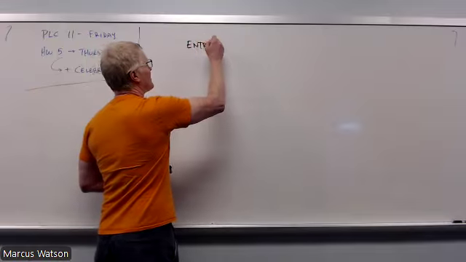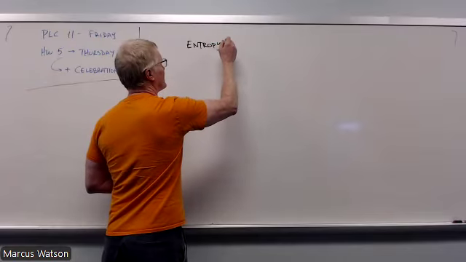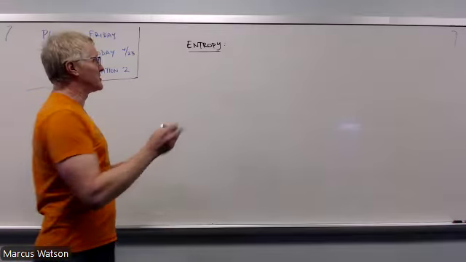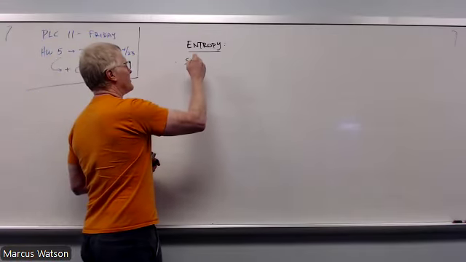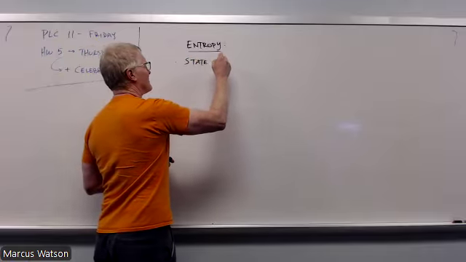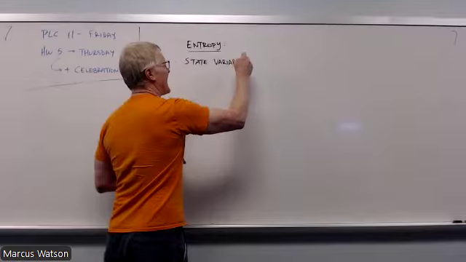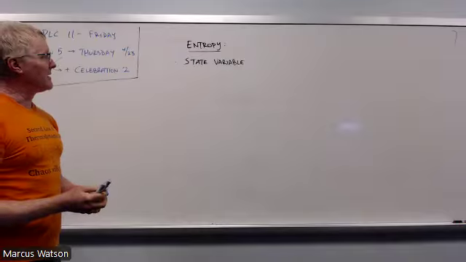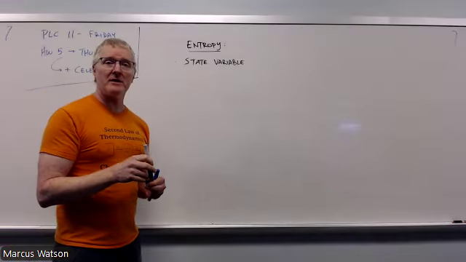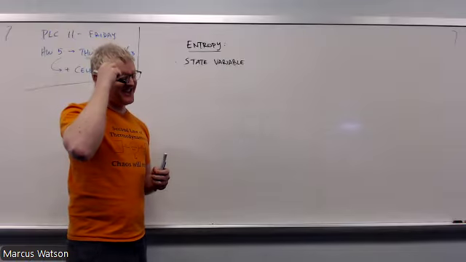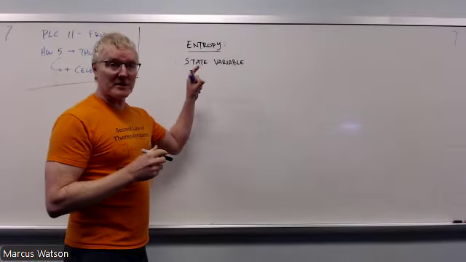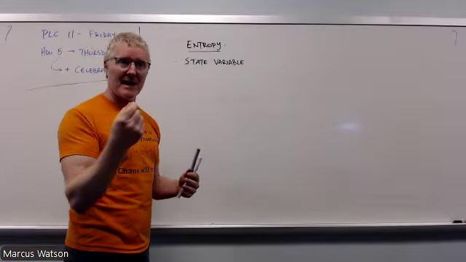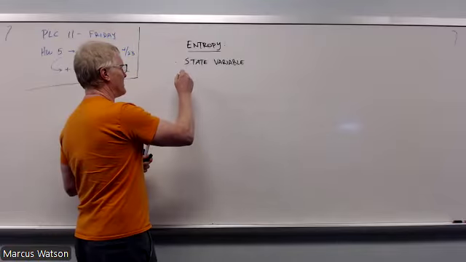So let's go ahead and take a quick look back here at the quantity of entropy. Just to remind you, it's a state variable. In other words, it has a specific value at every point when you look at the PV graph, just like we would say the internal energy has a value at a particular point on the PV graph.